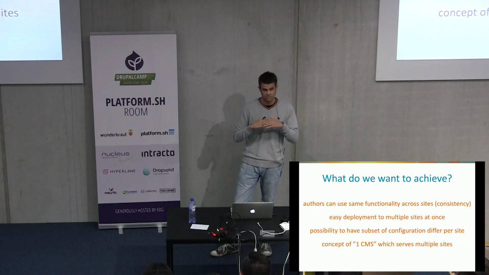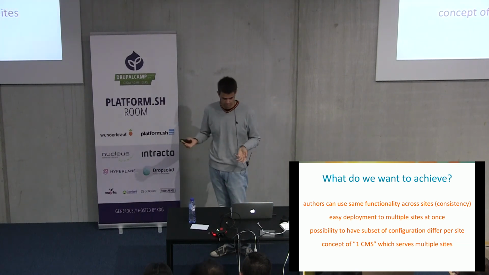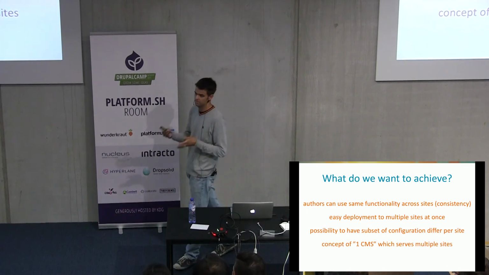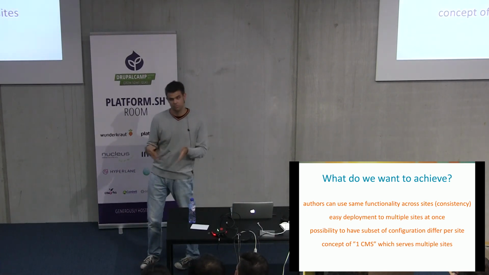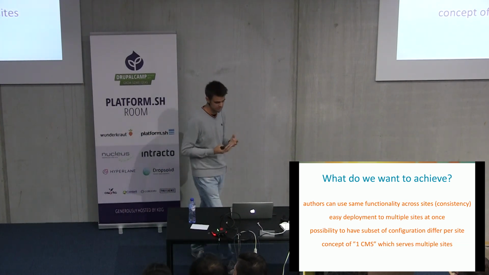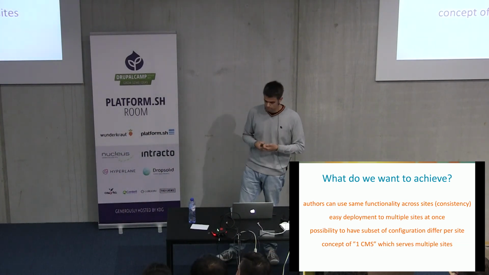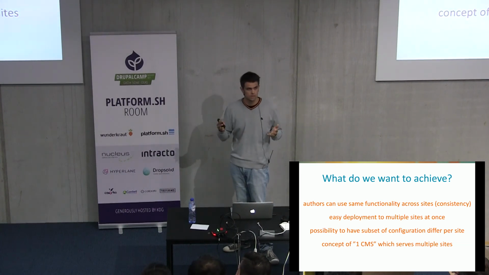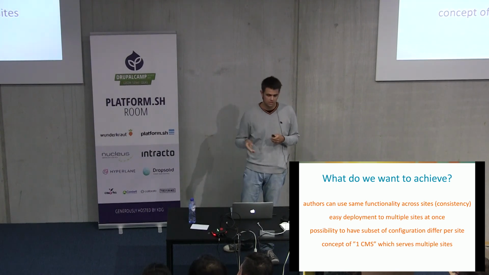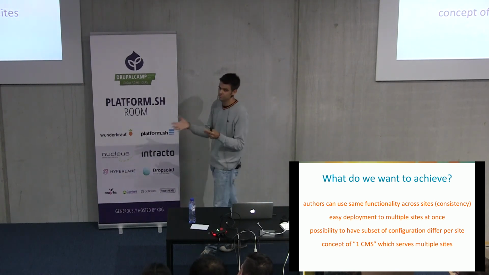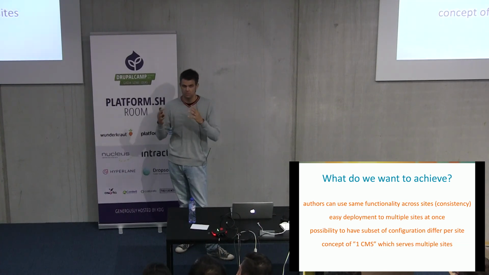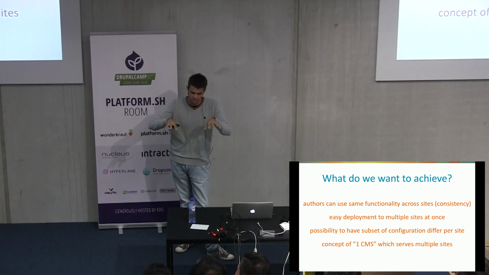We want the authors to have the same functionality across all three websites. That's very consistent for the authors, so they do not need to be trained again every time they work on a different website. So even if a fourth website is added, it will work just the same. It should be easy to deploy, which means we don't want to deploy every website separately, and we definitely would not want to maintain every website separately. The concept was that we need one CMS which serves three websites.